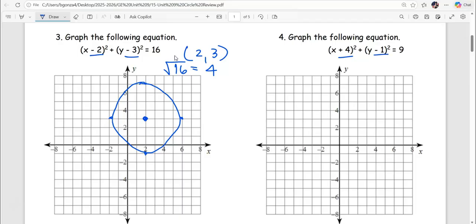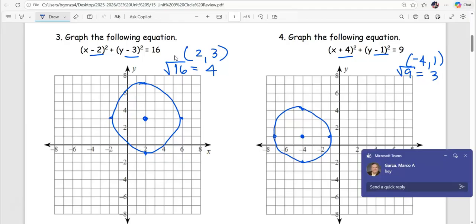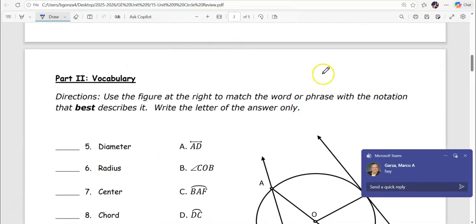Okay? Doesn't have to be that nice, just anyways. Lie, lie. Positive is really -4. Negative is +1. Square root of 9 is the radius, which is 3. So -4, +1. 3 means up 3, left 3, down 3, right 3, and then sketch yourself a nice circle. It's not perfect, but it'll do. All right.